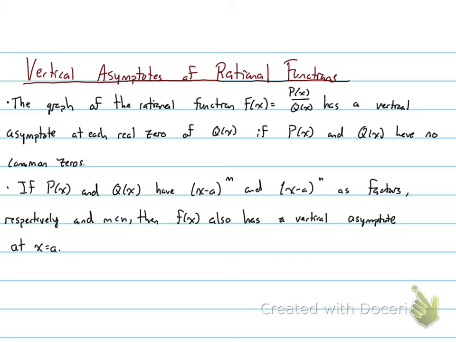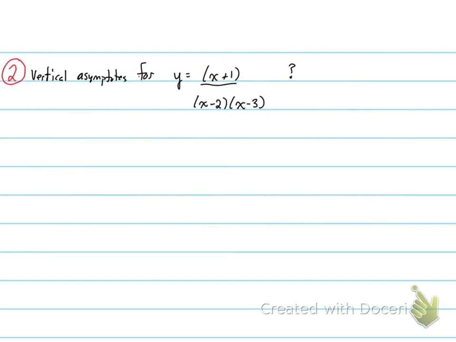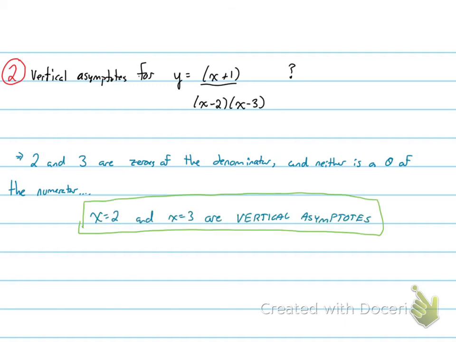Now, I would write this all down, but when we look at an example, these are actually going to be pretty simple to find. What are the vertical asymptotes for y equals (x plus 1) all over (x minus 2)(x minus 3)? Again, I'm looking to see what I have in the denominator, and if it doesn't cancel out, then it's going to be an asymptote. So 2 and 3 are zeros of the denominator. Neither is a zero of the numerator, so it's going to stay there, it doesn't cancel. So x equals 2 and x equals 3 are vertical asymptotes, and that's it.